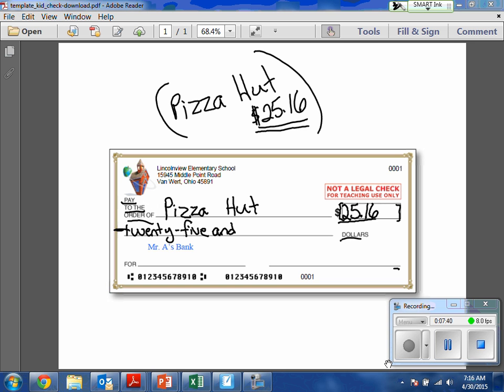Now we're going to look and see what the cents are. We notice that there are 16 cents. 16 over 100, because there are 100 cents in $1. Then we're going to go ahead and draw our line right there. Now remember, this is for lunch because it is pizza. And then of course we need our endorsement, our signature.